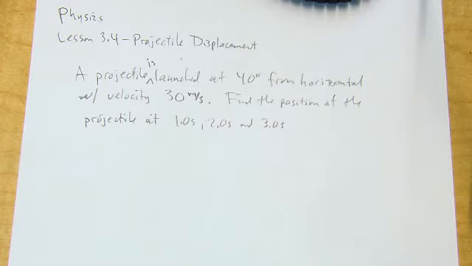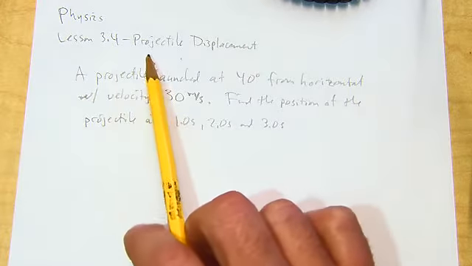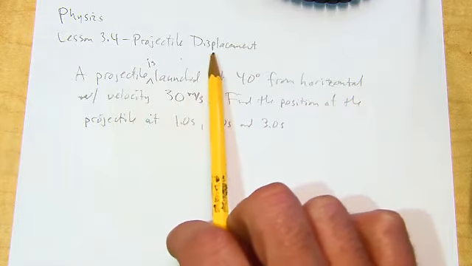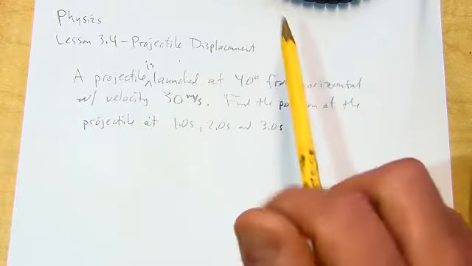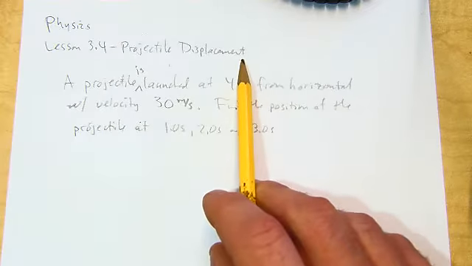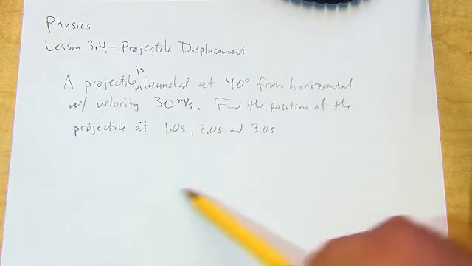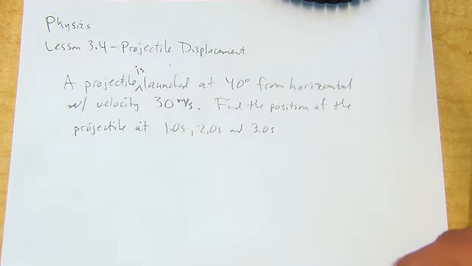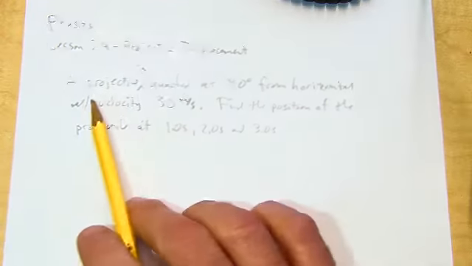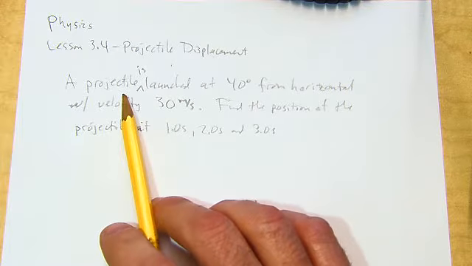All right, physics class, we're going to dig deeper into projectiles here. Lesson 3.4 is looking more at the displacement, or you could say the position, of a projectile that's launched in the air. How do we figure out how high it is, or how far it goes horizontally? So here's an example. We'll just do probably one example here.